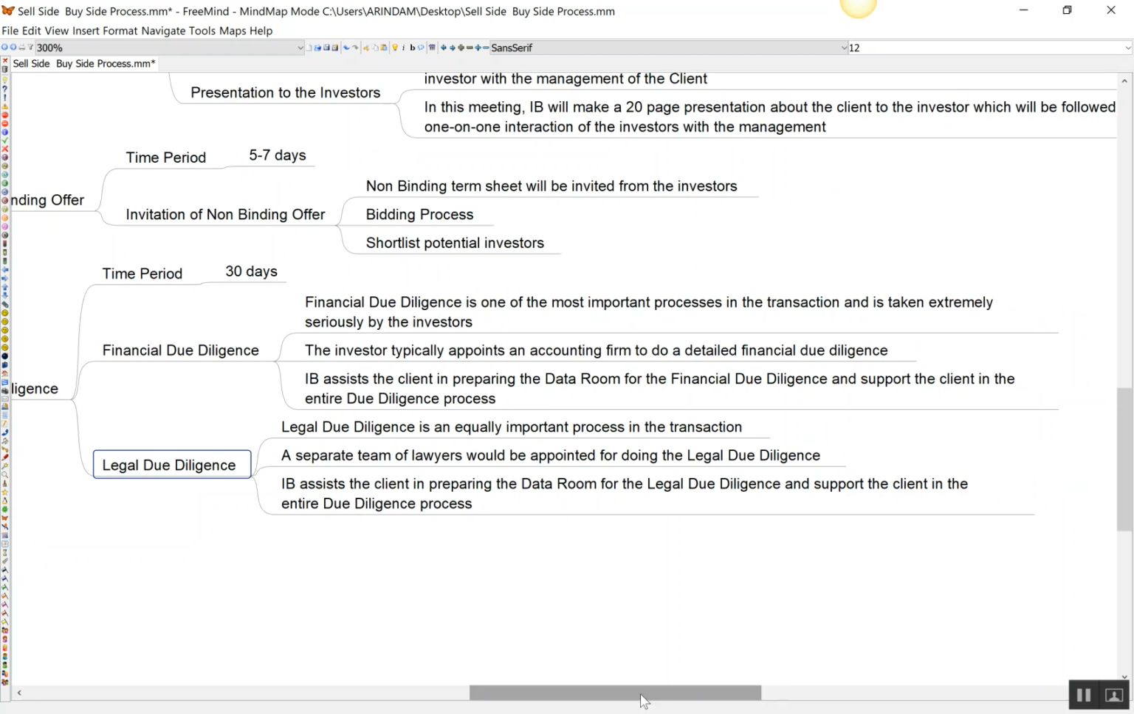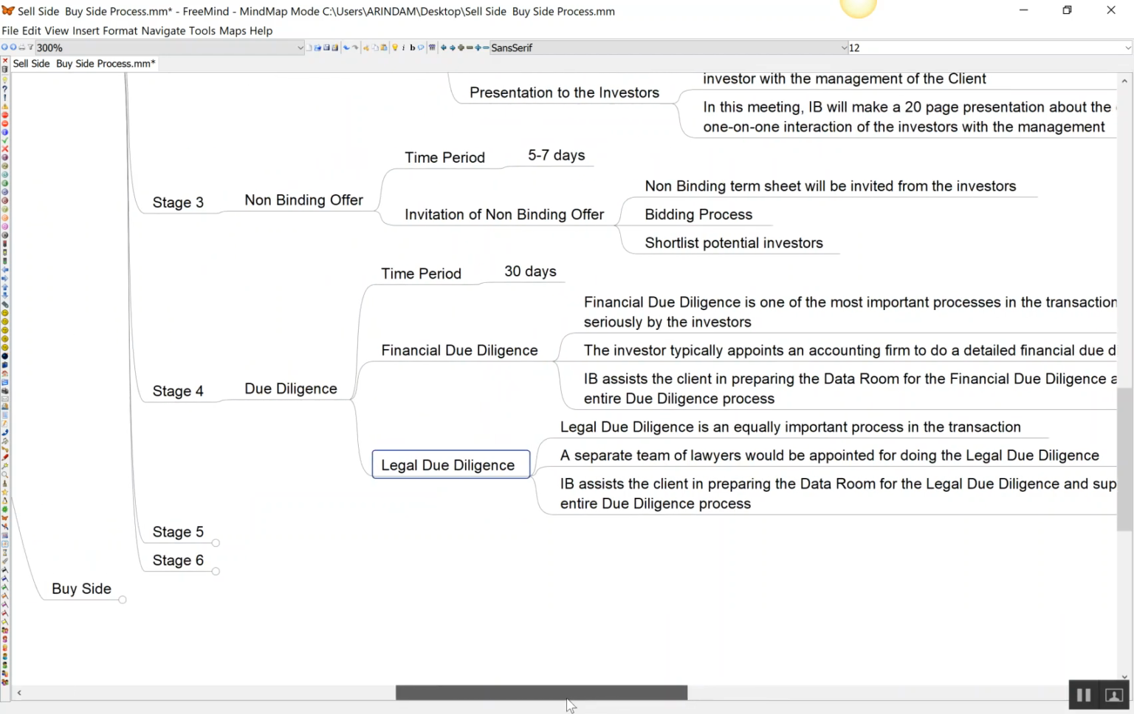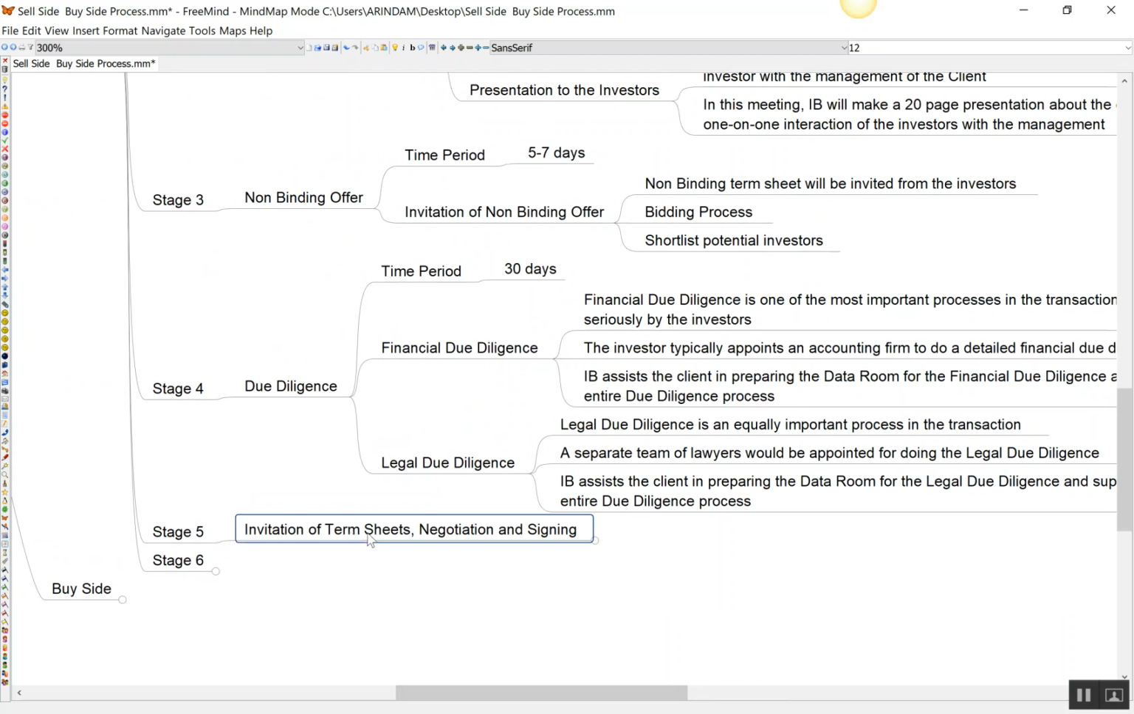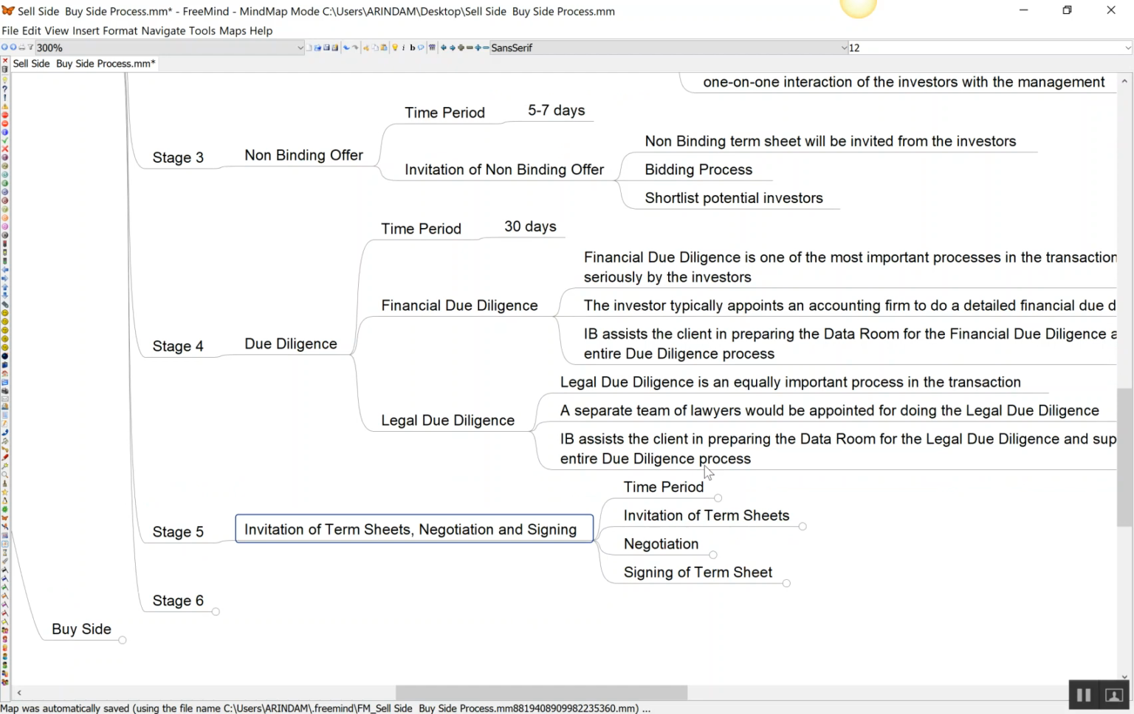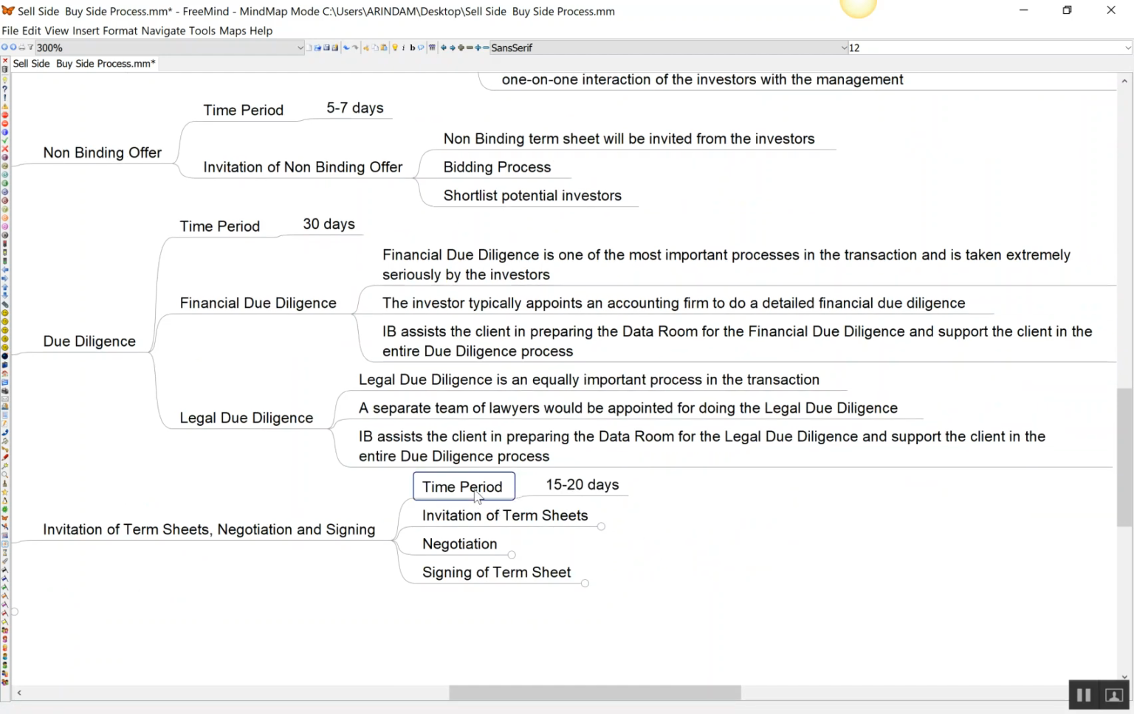IB assists the client in preparing the data room for the legal due diligence and supports the client in the entire due diligence process. Okay, and now let's look into stage 5, which is the stage of invitation of term sheets, negotiation and signing. This stage is roughly around 15 to 20 days.